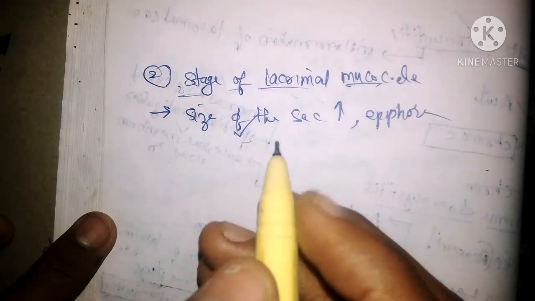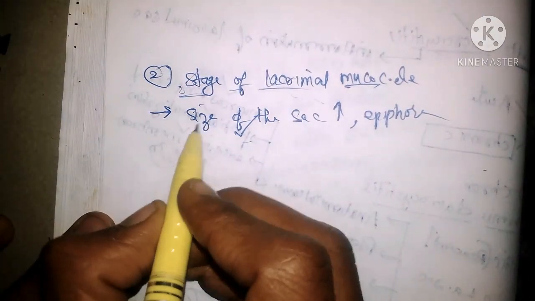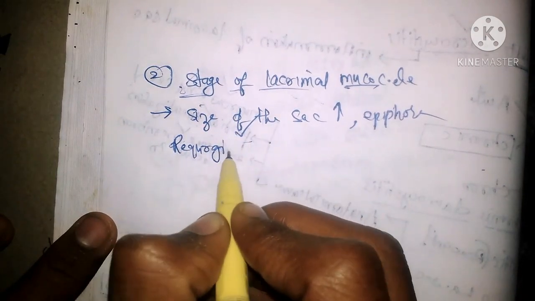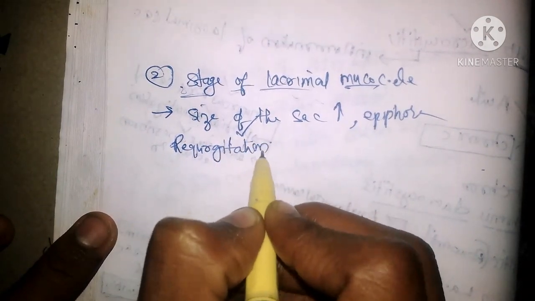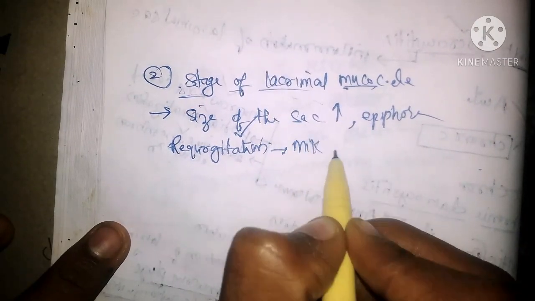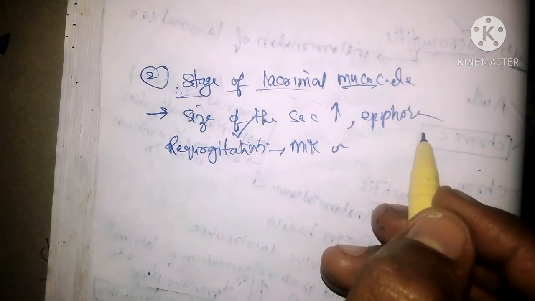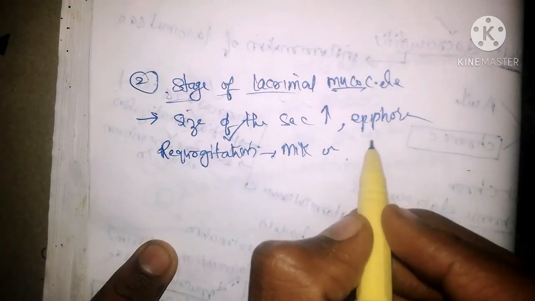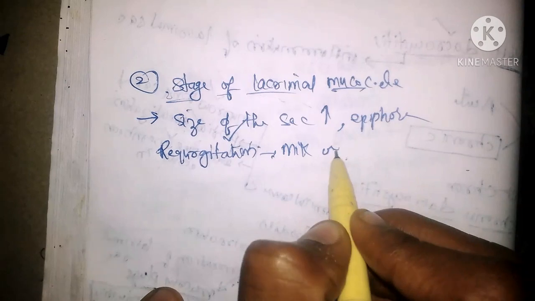When you do regurgitation test, what you find is you will see that there is milk or gelatinous fluid regurgitated back into the lower punctum.